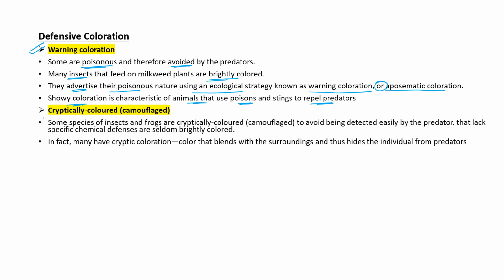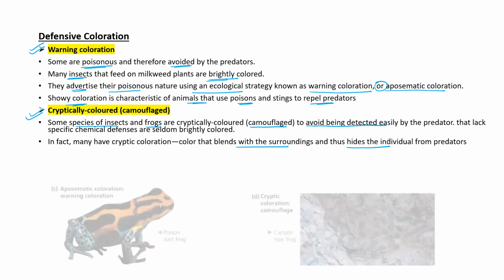Another is cryptically colored, which means camouflage. Now some species of insects and frogs will camouflage with the surroundings to avoid detection by the predator, to avoid being easily detected by the predator. They don't have the chemical poison, no. So to avoid predation, they are trying to merge with the surroundings, and thus save themselves from predators.